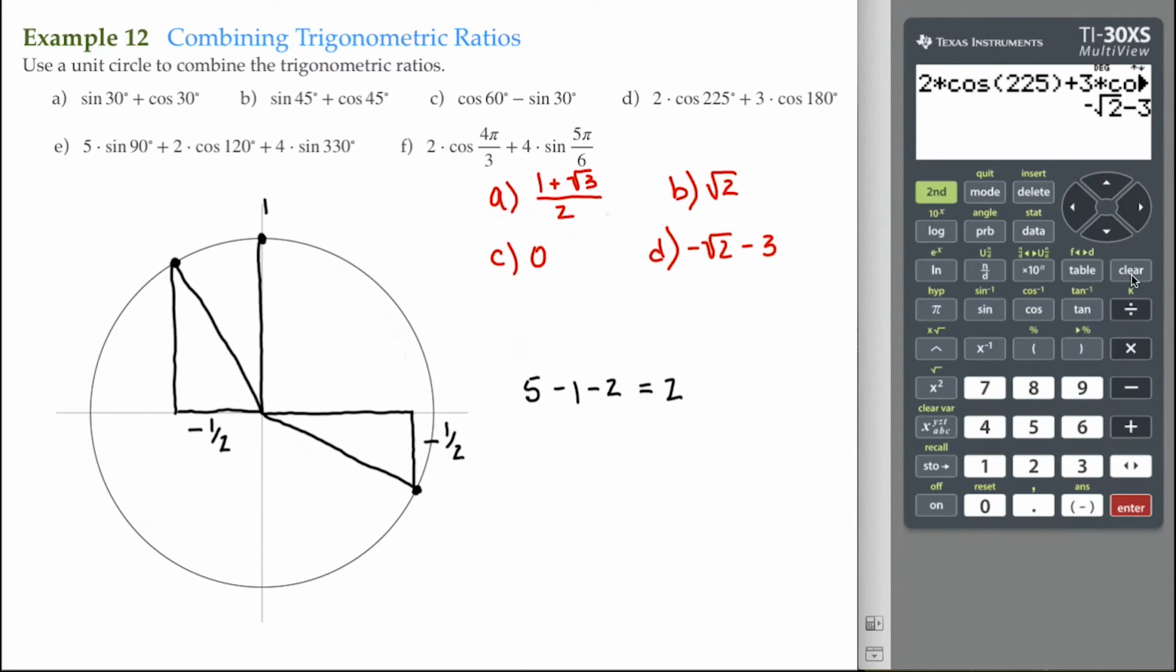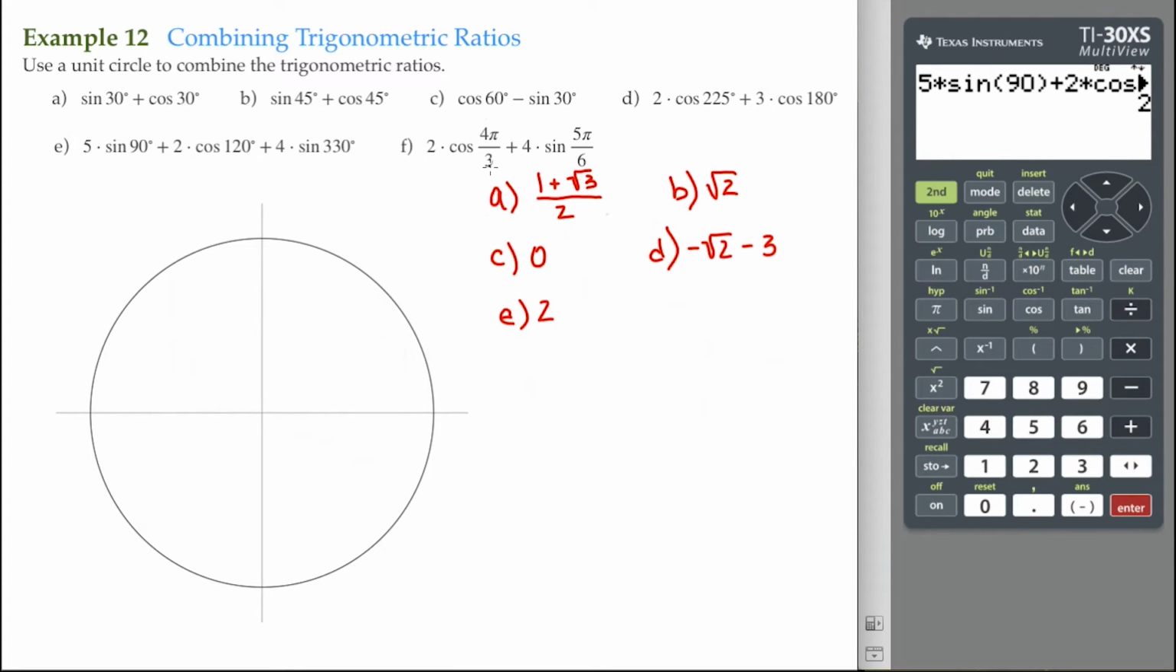Now we can check it. And we will type it in just as we see it here. So we'll do 5 times the sine of 90 plus 2 times the cosine of 120 degrees plus 4 times the sine of 330 degrees. And there's 2. So it confirms what we worked on. So that's 2. Let's finish up with F.